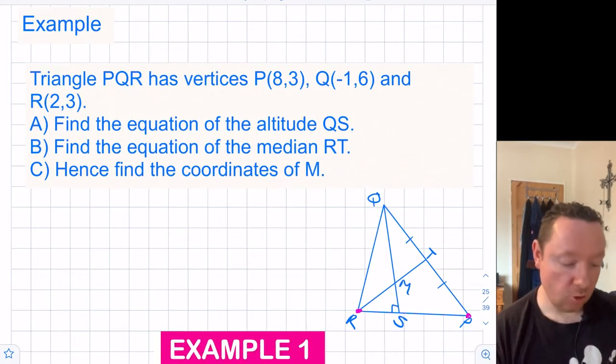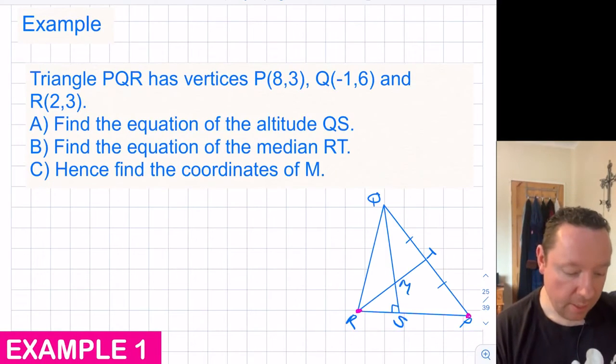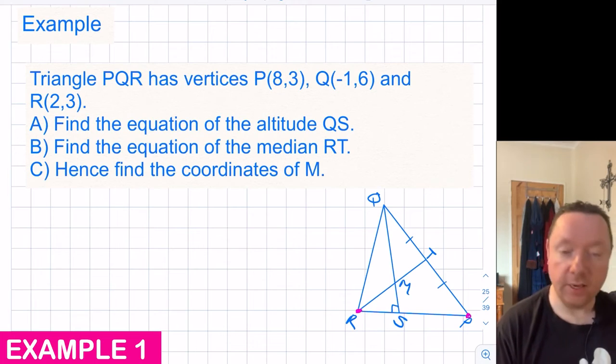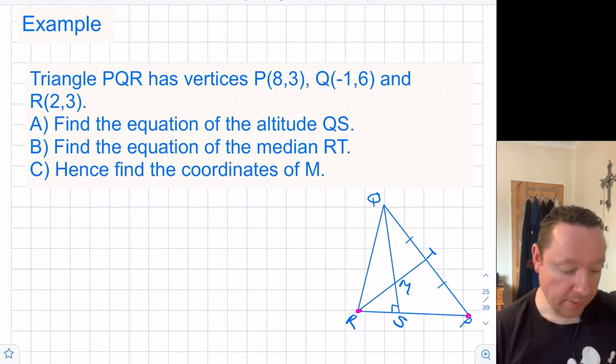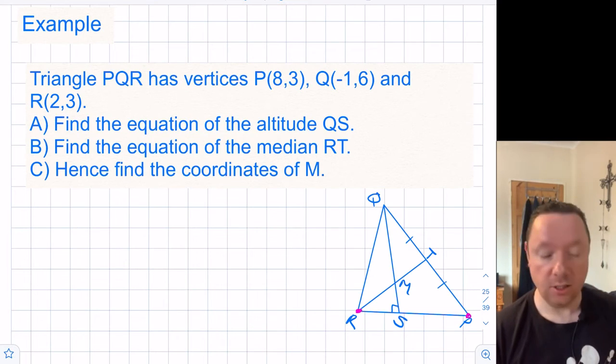Okay, our example says triangle PQR has vertices P(8, 3), Q(-1, 6), and R(2, 3). We need to find the equation of the altitude, a median, and the coordinates of M, which is the point of intersection, as you can see on the diagram.